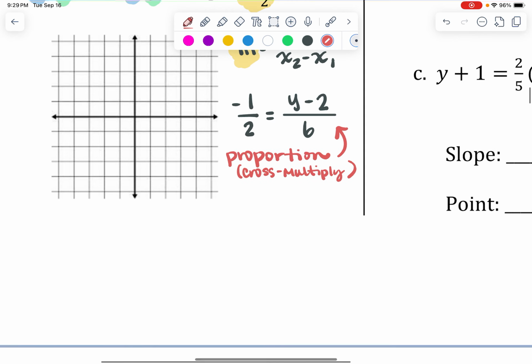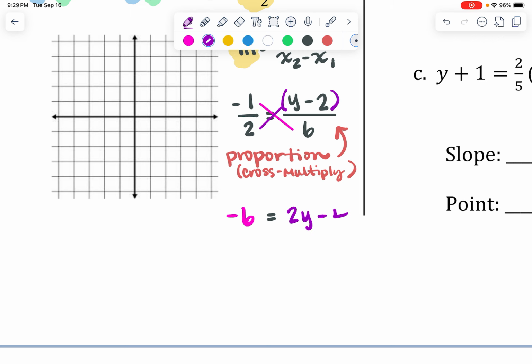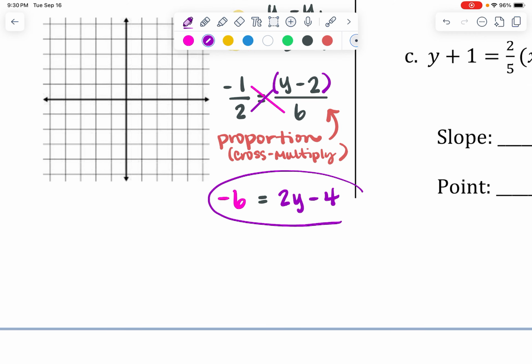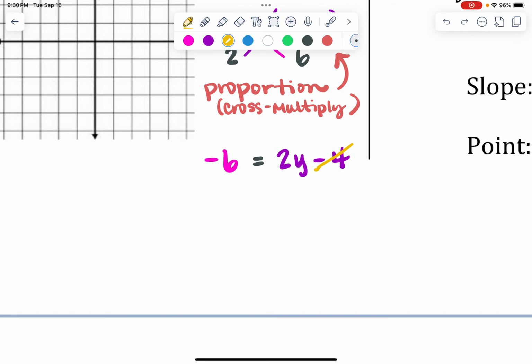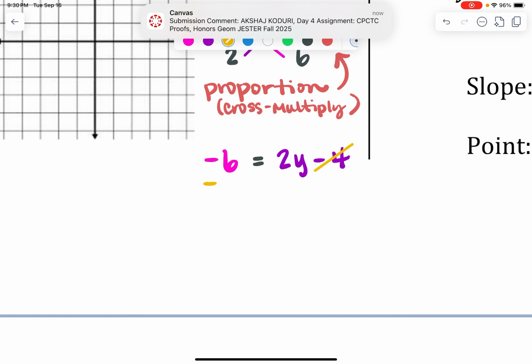All right, let's see, I'm going to cross multiply. So let's see, I'm going to cross multiply this way first. It doesn't matter. -1 times 6 gives me -6, right? And then if I cross this way, let me pick a different color. Let's do purple. If I cross this way, I have to remember that 2 has to get multiplied by both the y and the 2, right? We have to distribute that multiplier. So that's going to give me 2y minus 4. And then I just have this nice little two-step algebra equation to solve, right? And so I need to solve for y. So what am I going to do? I'm going to get rid of my subtraction of 4 by adding 4.